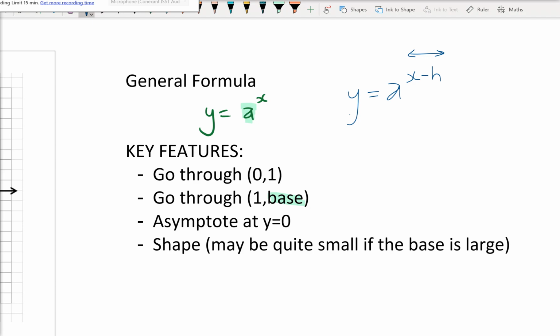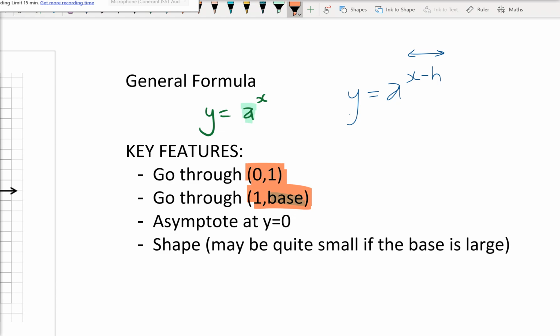There is no vertical asymptote. Yeah, it'll move these points here. Those points will now be shifted across that many places. Okay? Happy with that?